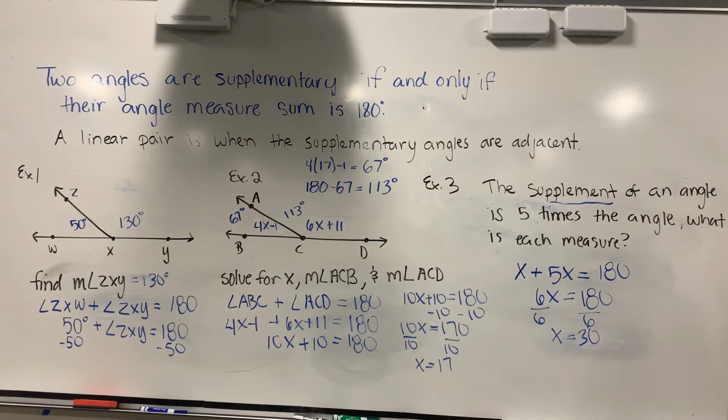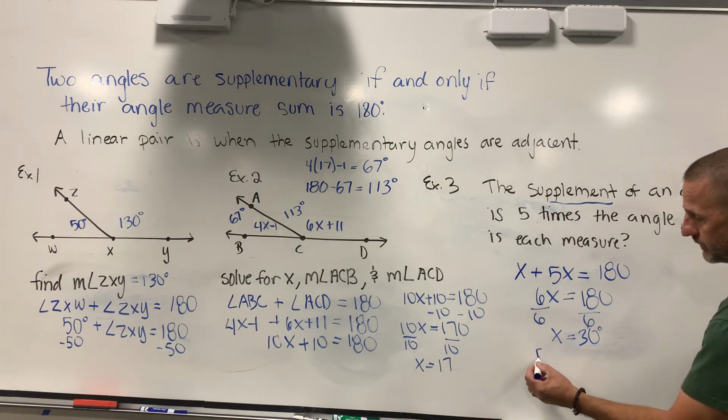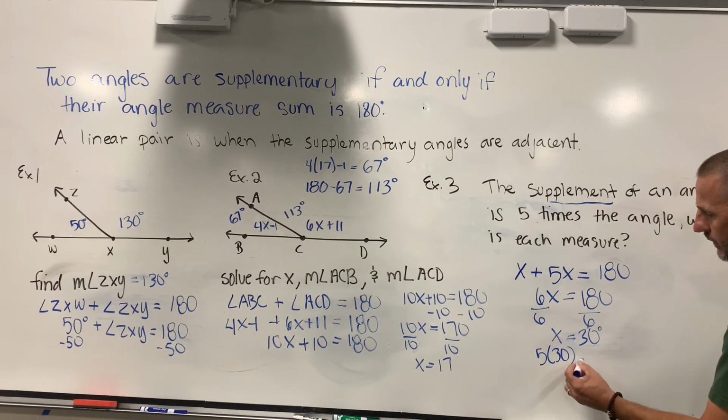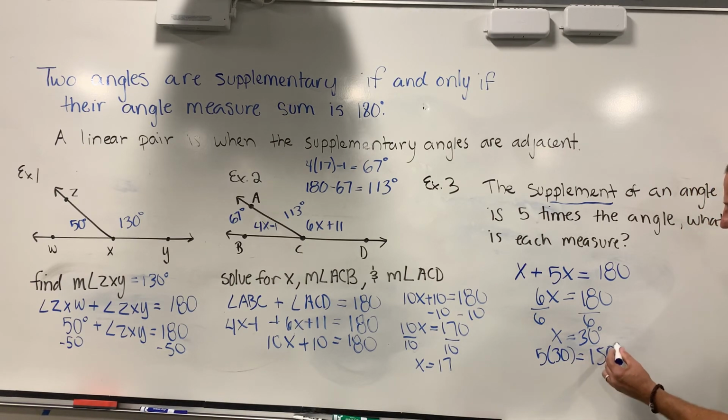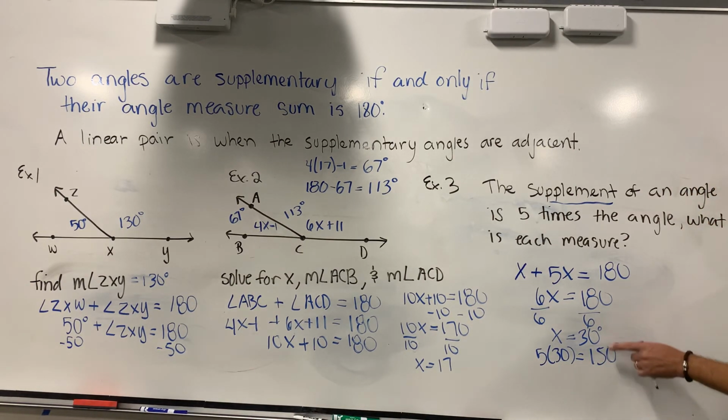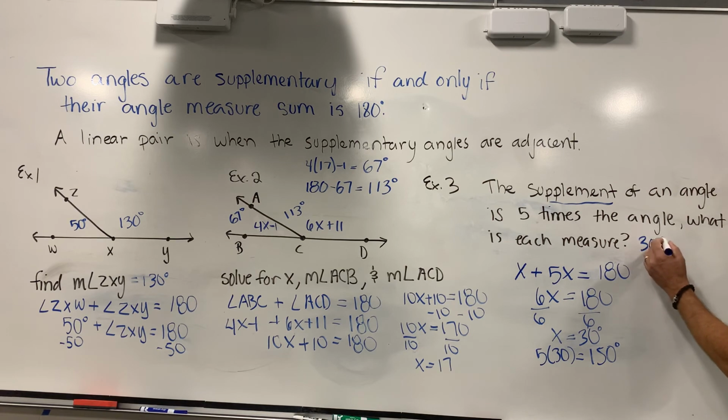All right, well now I know what the small angle is. One of the angles, the smaller angle, is 30. And we now know that its supplement, which is 5 times that, is going to be 5 times 30, which gives me 150. And I know this is correct because 30 and 150 make 180. So that is our answer. It's going to be 30 and 150.